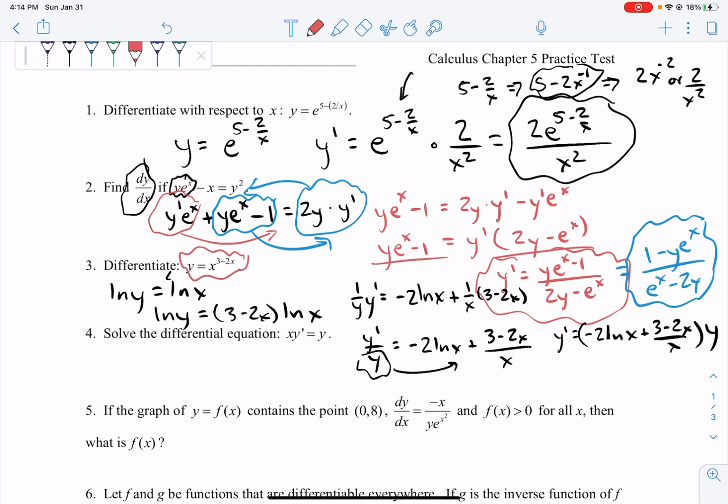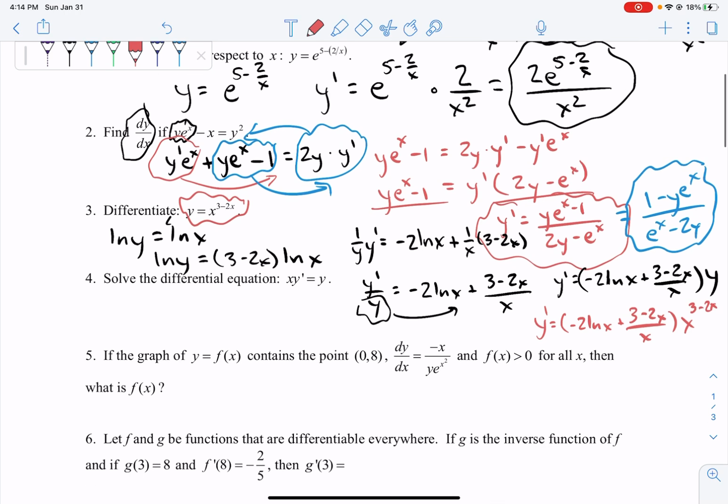So y is x raised to the 3 minus 2x. So my final answer is going to be y prime equals -2 natural log x plus 3 minus 2x all over x. And instead of a y, I've got to put my x raised to the 3 minus 2x. So that is going to be your final answer.